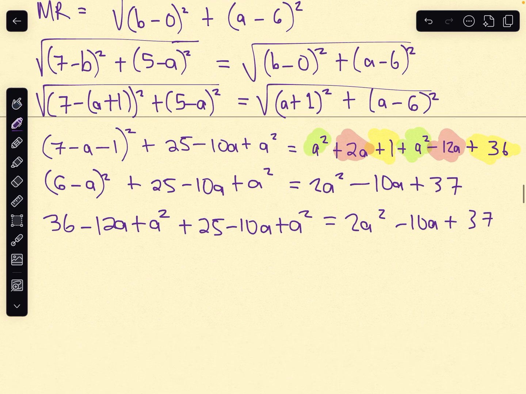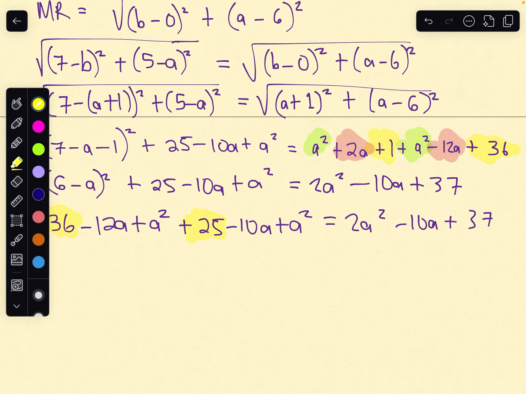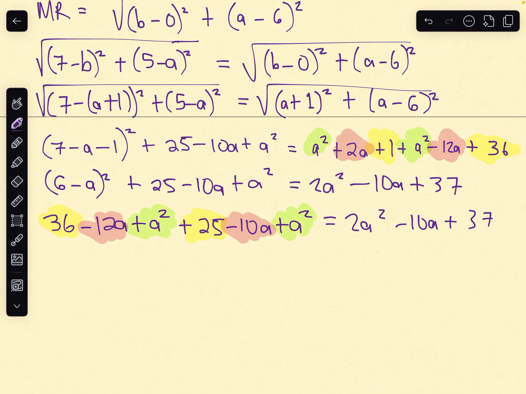Okay, so look for like terms again. So we've got 36 and 25. We have minus 12a minus 10a, and lastly we have a squared plus a squared as well. So that is 2a squared minus 12a minus 10a, and then 36 plus 25 is 61.